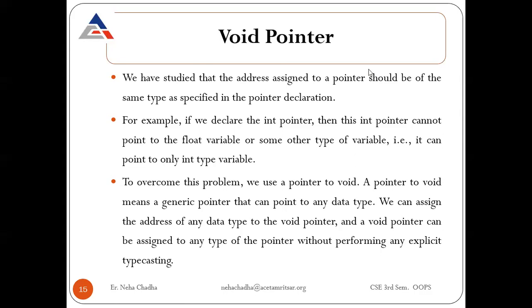Your next topic is void pointers. And you have studied that the address assigned to a pointer should be of the same type as specified in the pointer declaration. Okay. For example, if we declare an integer pointer, then that integer pointer cannot point to a float variable. That means an integer pointer will point to an integer variable only. If you are going to define a float pointer, then it will point to a float variable. Okay. It cannot change the type of the variable.